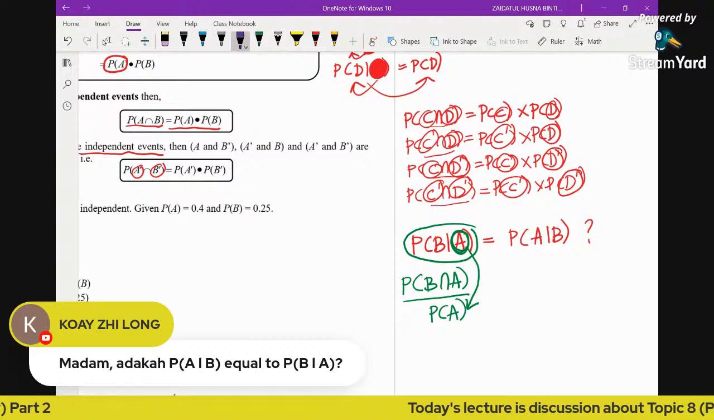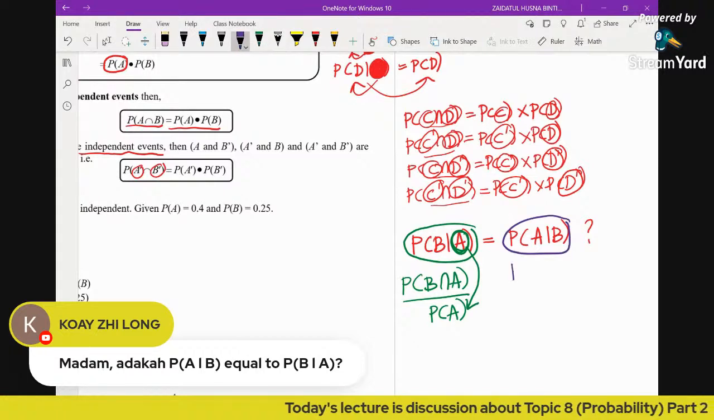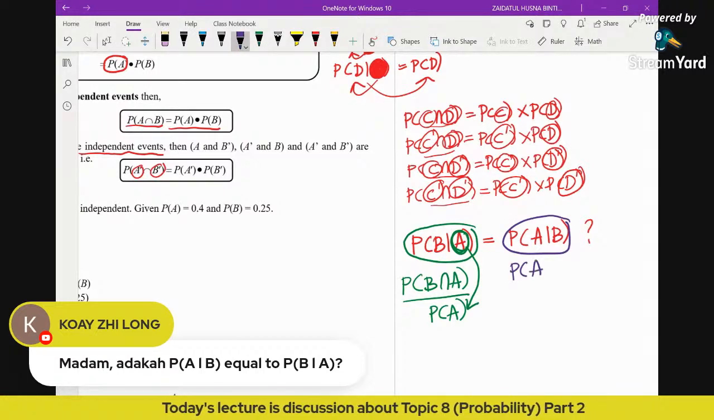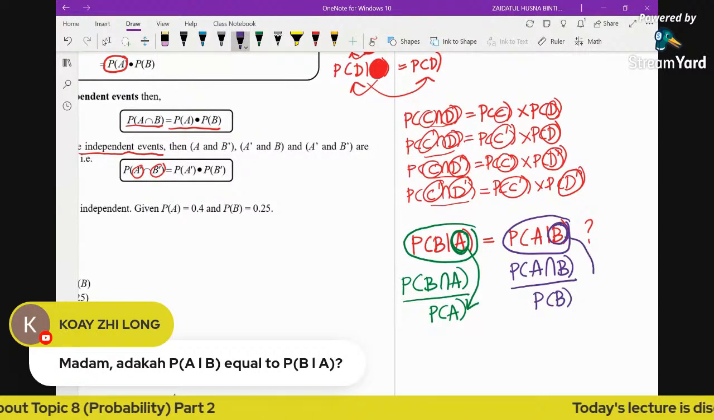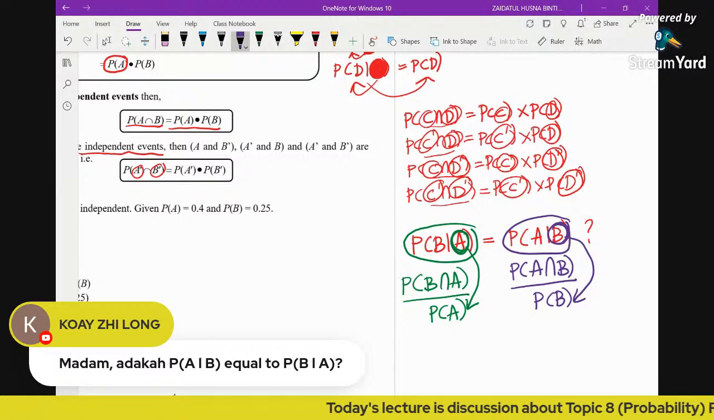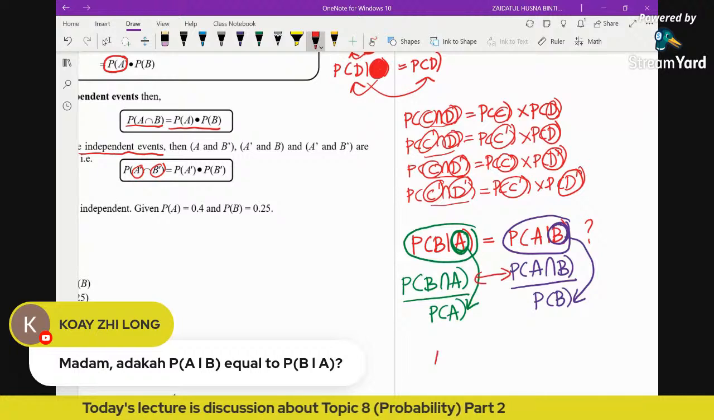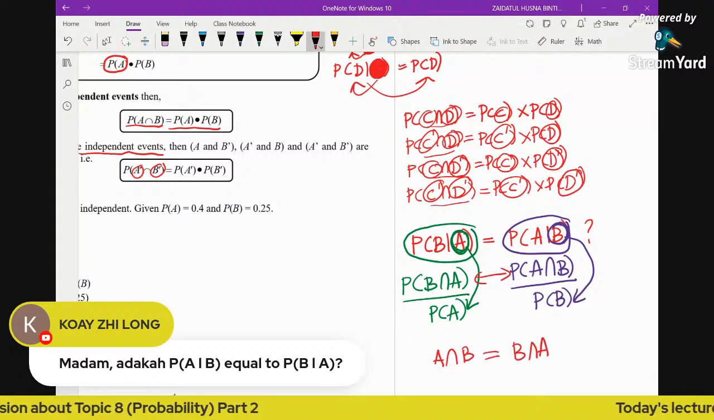Now let's look at this other formula. The probability of A given B is A intersect B divided by P(B), because B here has happened, so we put what has happened at the bottom. In terms of the numerator, they are equal, because as I said earlier, A intersect B is the same as B intersect A. This one is correct.